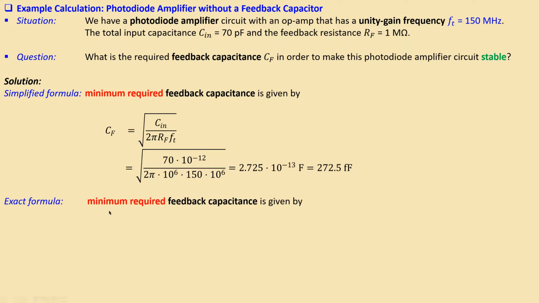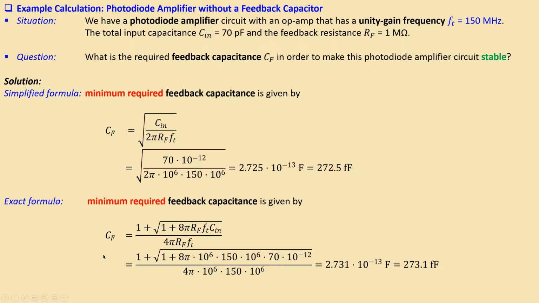A more exact formula to calculate that capacitor, the feedback capacitor, is this. If you now also substitute the required values, you will get 273.1 femtofarads. What you see is that it is not really that much different. So in most cases, the simplified formula will do the job.